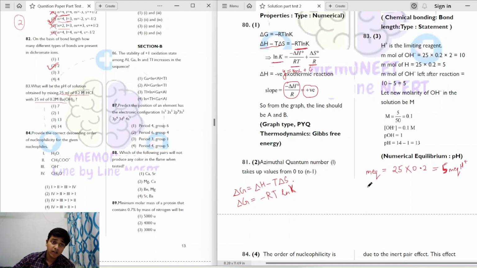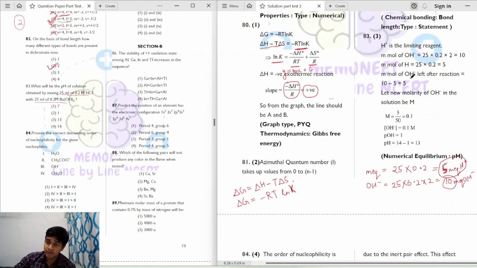Whereas if we calculate for OH minus, we have a 25 ml solution of 0.2 molarity. But if we take a look, we have barium hydroxide, so each molecule of barium hydroxide will release 2 OH minus ions. So that will give us 10 milliequivalents of OH minus. As we can see, we have more equivalents of OH minus as compared to H+. So when neutralization occurs, 5 milliequivalents of H+ will be consumed along with 5 milliequivalents of OH minus.